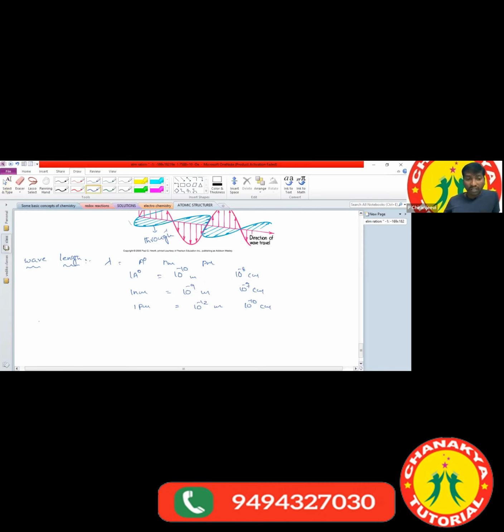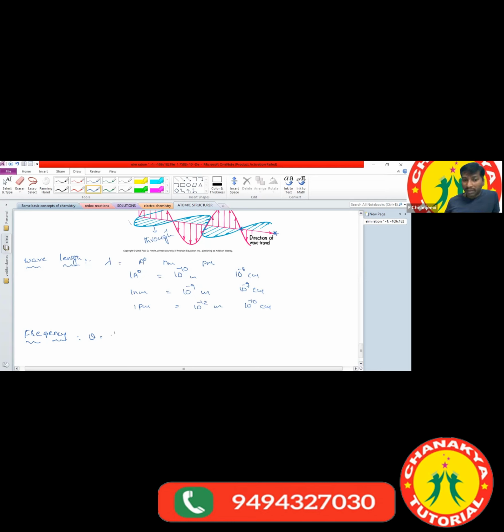Next is frequency, which can be represented with nu. How do we define frequency? The number of waves crossing one particular point in 1 second is called the frequency. Let us consider one particular point here. At this particular point, the number of waves crossed in 1 second is called the frequency.